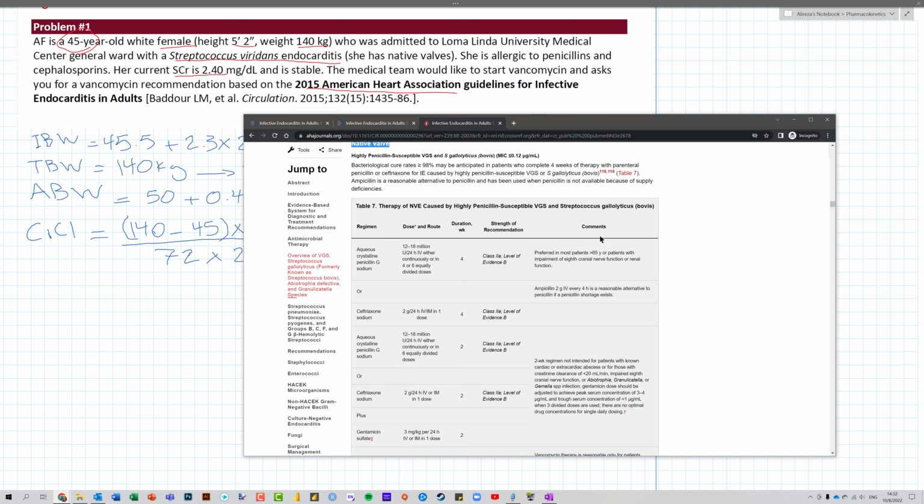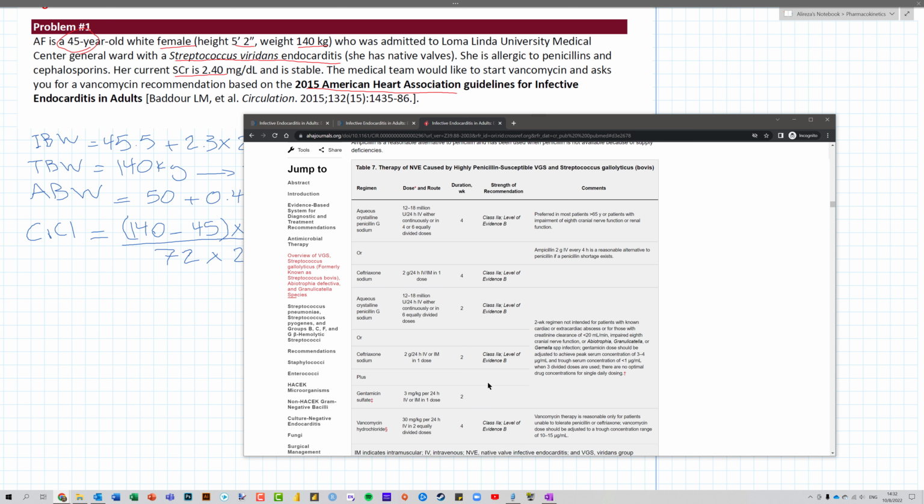So you will see they have nicely placed the recommendation in a table. For this, we don't have to figure out what the treatment is because the team has already committed to vancomycin. We're just trying to find the dose.